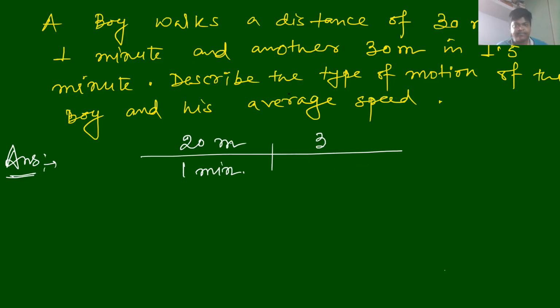Now, a boy walks a distance of 20 meter in 1 minute. Another 30 meter, that 30 meter is covered in 1.5 minutes. Okay, so this is the situation. I have made a small diagram. Now, we have to calculate the average speed. To calculate the average speed, we need two things. First one, the total distance traveled, and the second one, the total time taken, right?